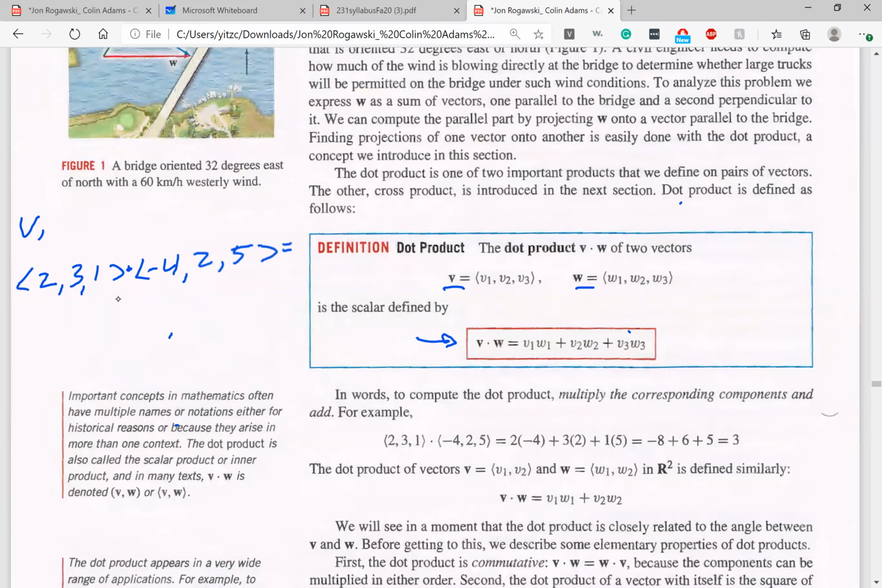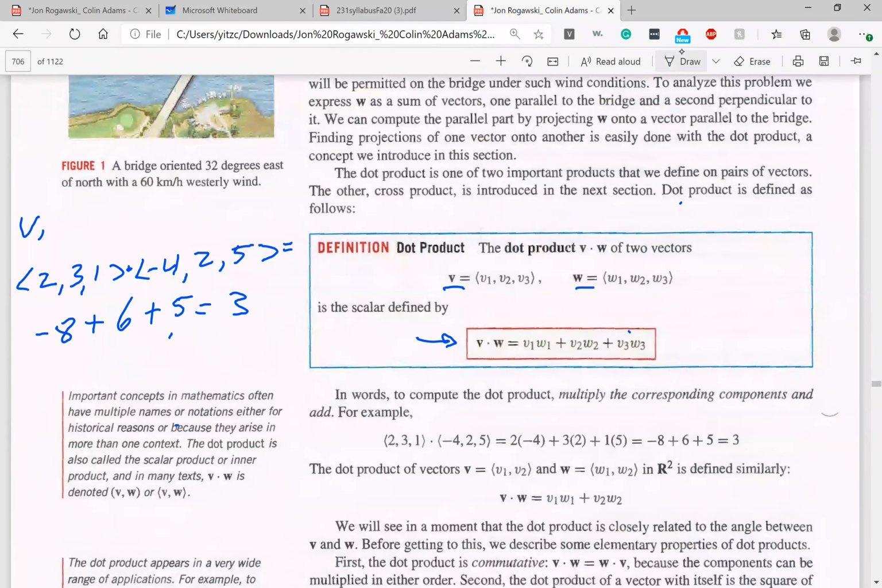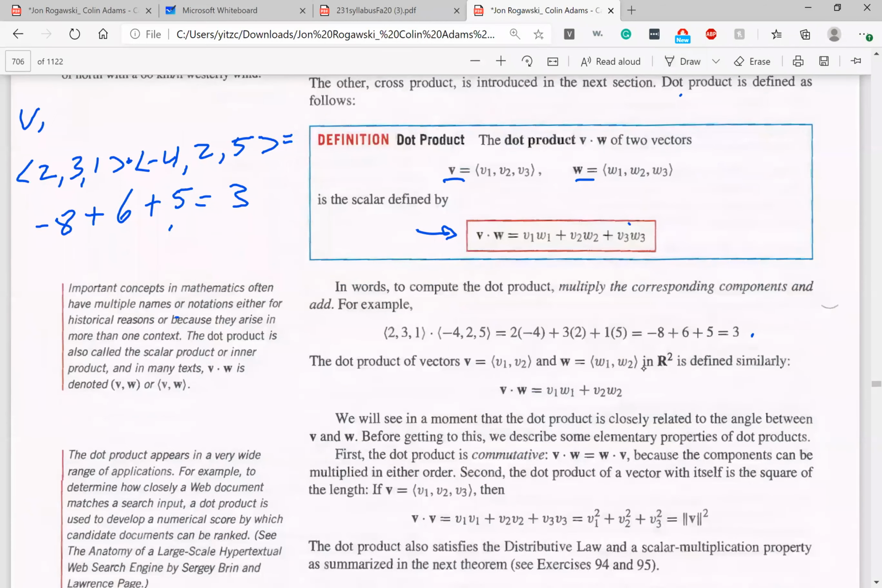So this is equal to 2 times -4, which is -8, and 3 times 2, so that's +6, and 1 times 5, so that's +5. And this is equal to 3. Okay. So in R2, the dot product is basically the same thing.